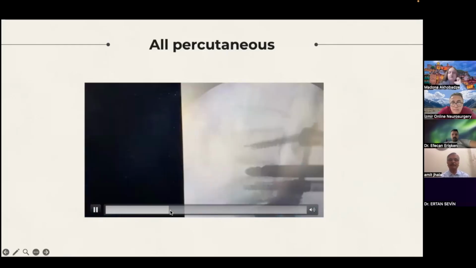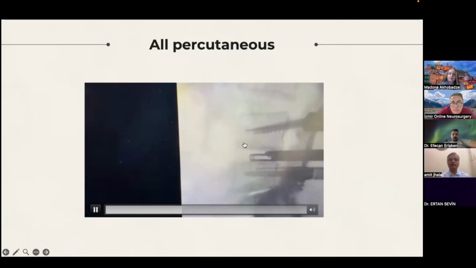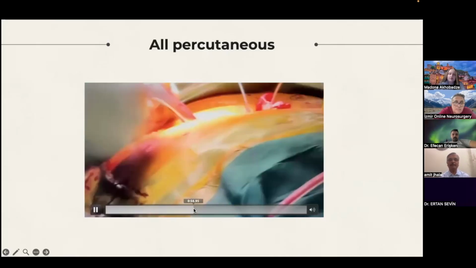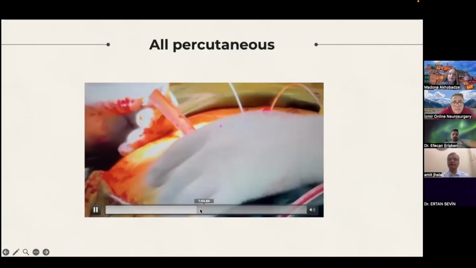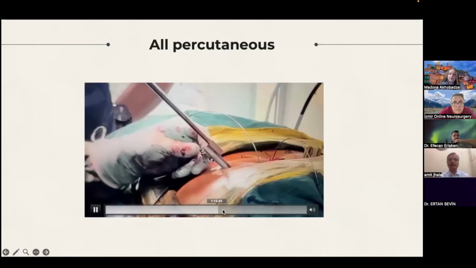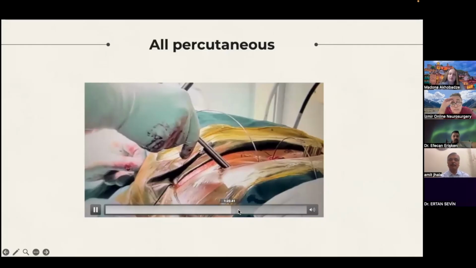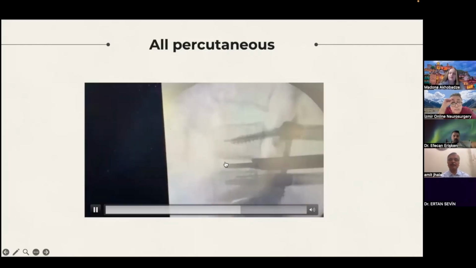So that's the shaver which goes inside, and then that's the box shaver. You can remove the disc there. That's a routine Kerrison punch which goes in, and that's the paddle shaver which goes inside. And then you can check with the paddle shaver. You can measure the disc height.